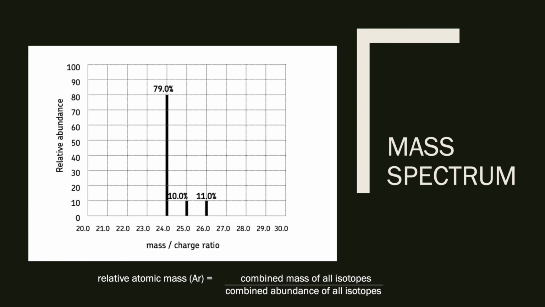Use this graph to work out the relative atomic mass of magnesium. To find the relative atomic mass, you'd have to do the combined mass of all isotopes divided by the combined abundance of all isotopes. So for this question, you'd do 79 times 24, add 10 times 25, add 11 times 26, and that would all be over 100, because when you add the abundances up, they add up to 100. And so your result would be 24.3. So the Ar of magnesium would be 24.3.